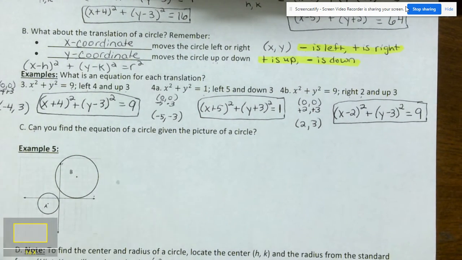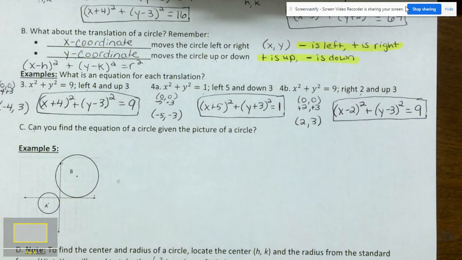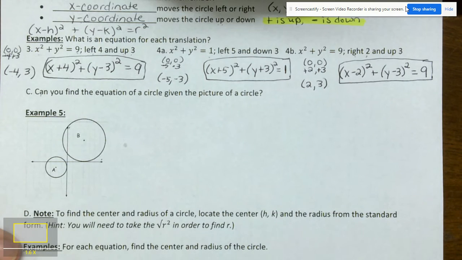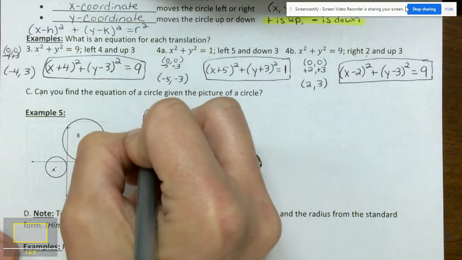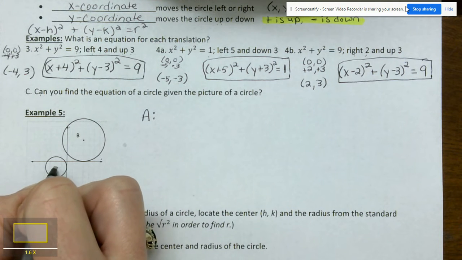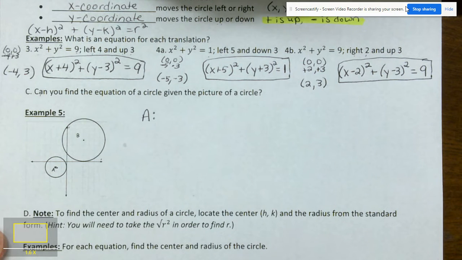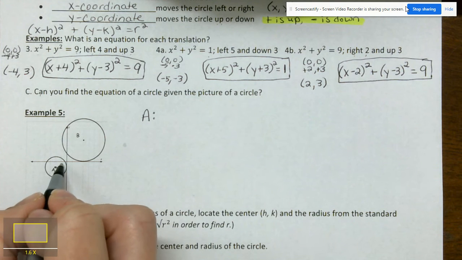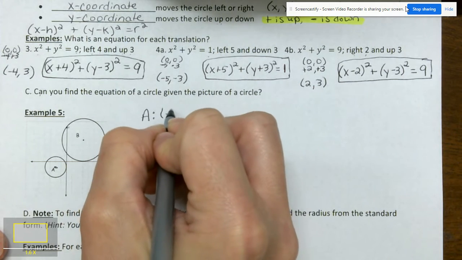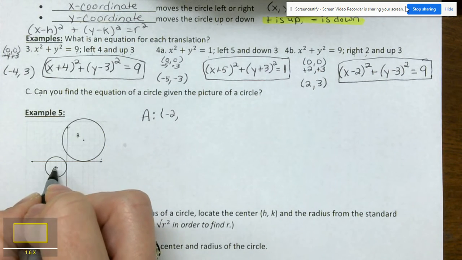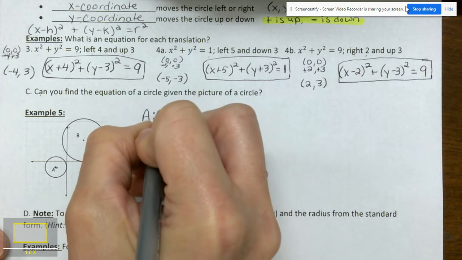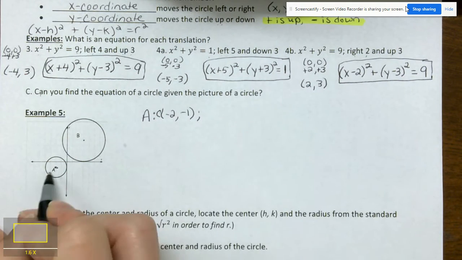Okay? Now let's see if we can find the equation of a circle given the picture of a circle. So you'll notice we have 2 circles down here. I'm going to do A first. You can see this circle is labeled that this right here is the center. Now if you can't see that very well, this is -2, -1. So we're at -2 for our center on the x, and we go down 1, that's going to be -1. So that is the center of our circle A.